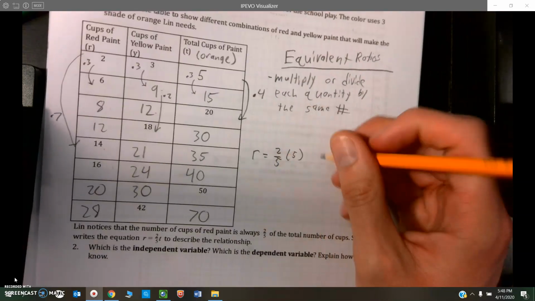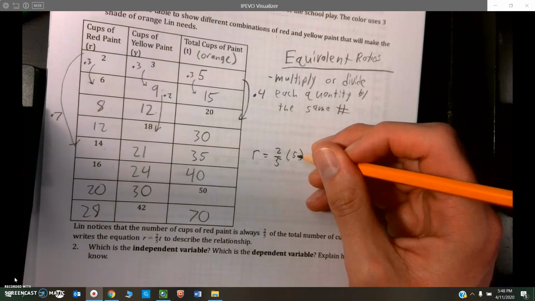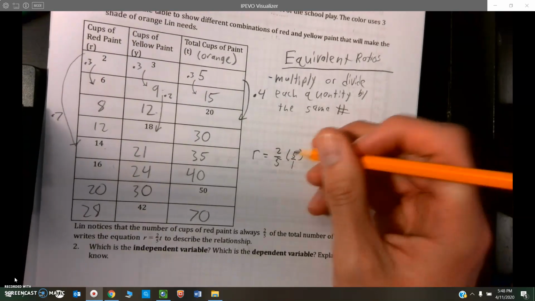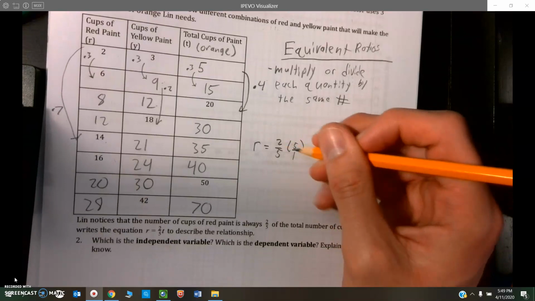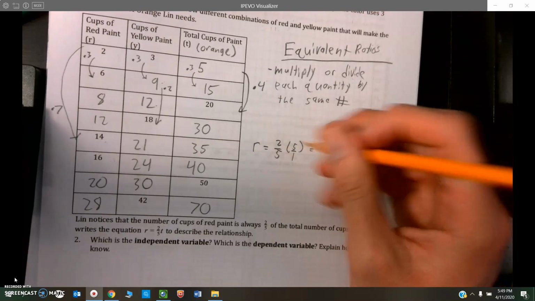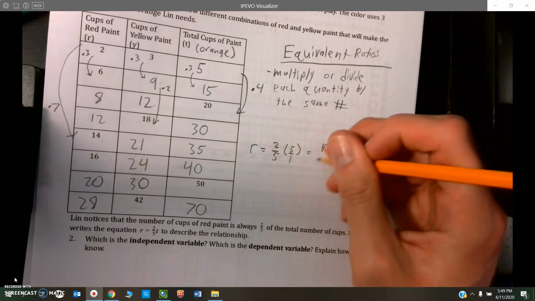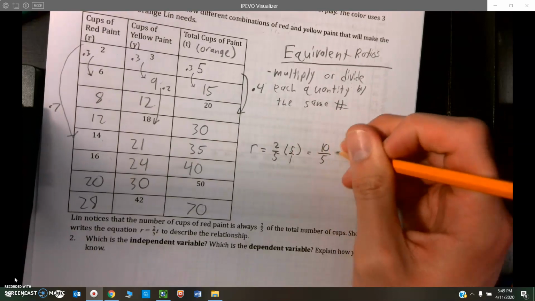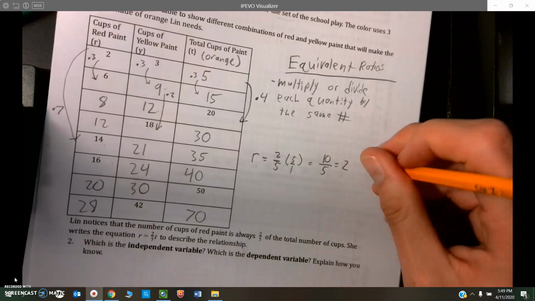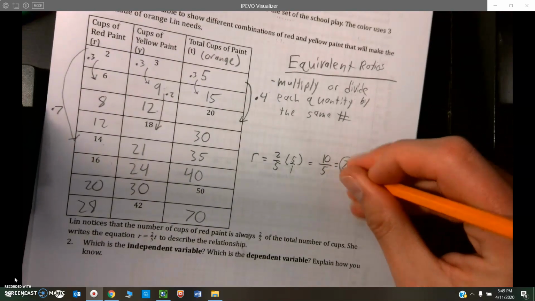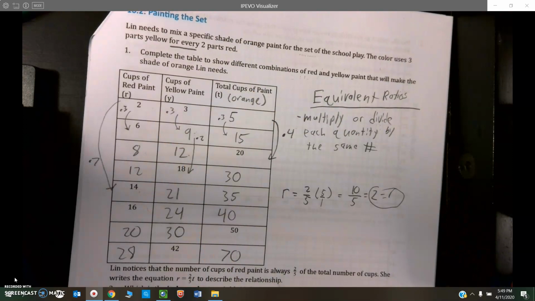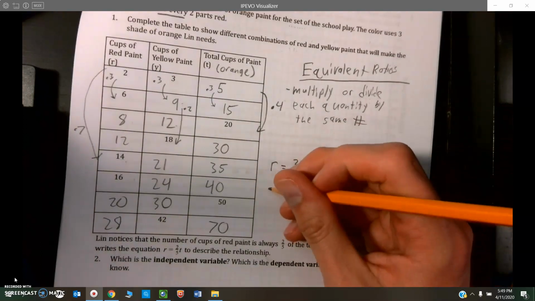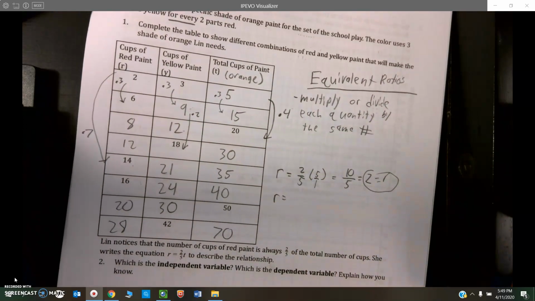So when you multiply a fraction times a whole number, you just turn the whole number into a fraction over 1 and multiply across. 2 times 5 is 10. 5 times 1 is 5. And that's 2. And that was correct. Yeah, absolutely. So when I had 5 total cups of paint, I did use 2 cups of red. So let's see if that works for another one.